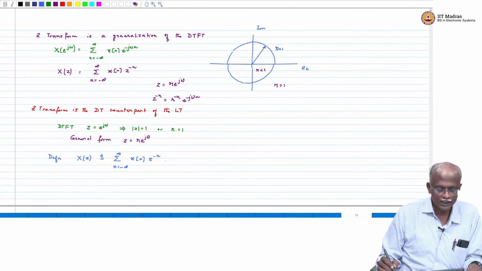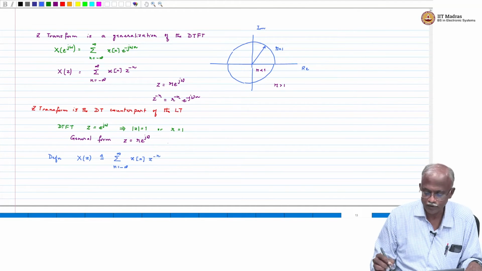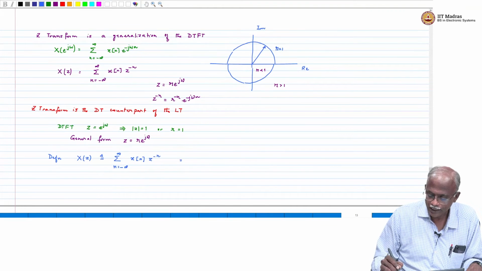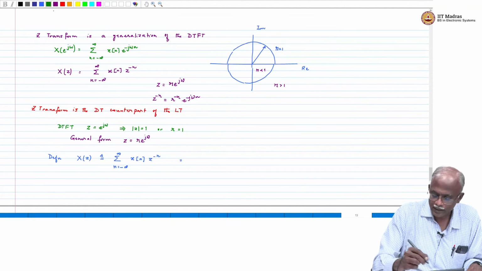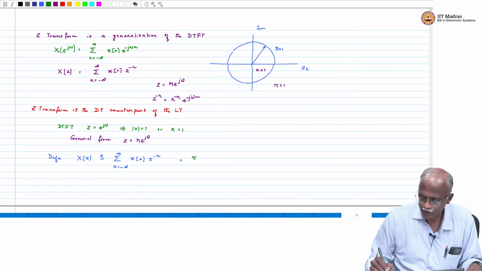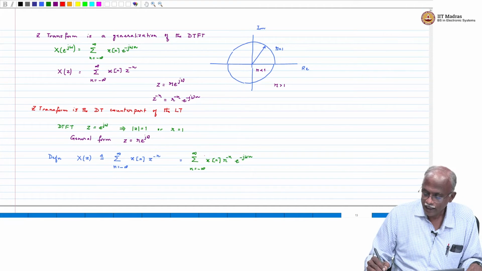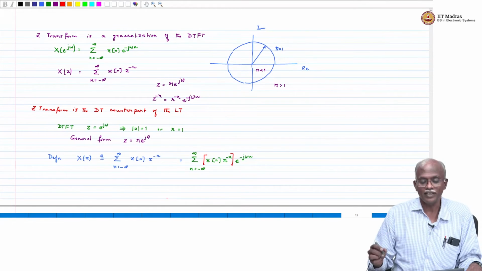Z power minus n. This is the definition of that. We can simplify it by substituting z equal to r e power j omega and get the following expression. This is equal to summation n equal to minus infinity to infinity x of n r power minus n e power minus j omega n, and if I put a bracket around this, it looks like the DTFT again.